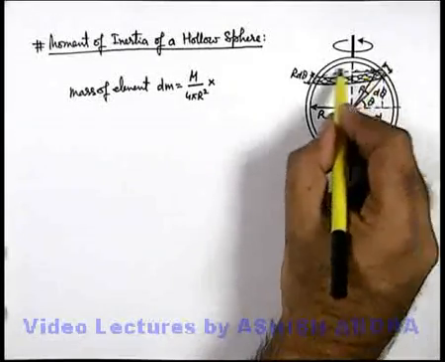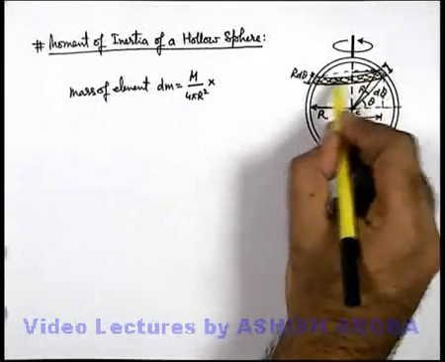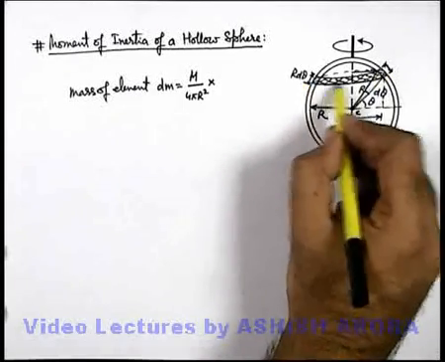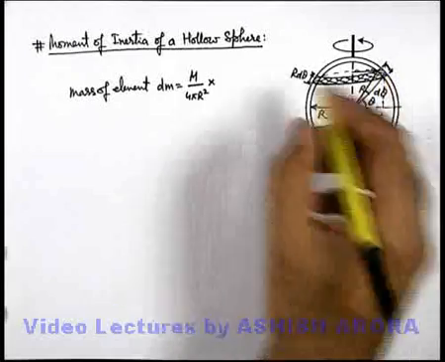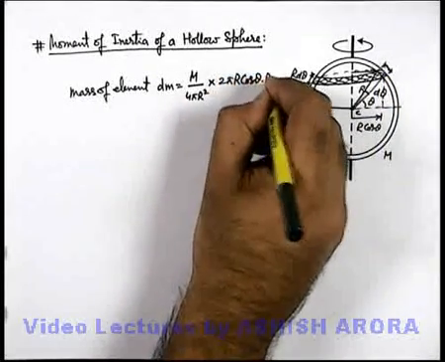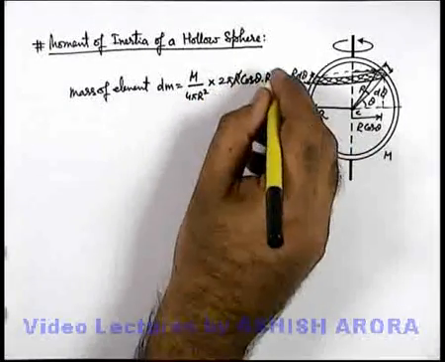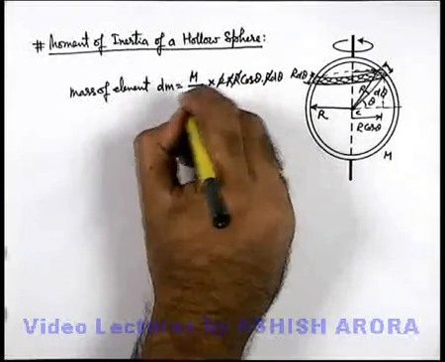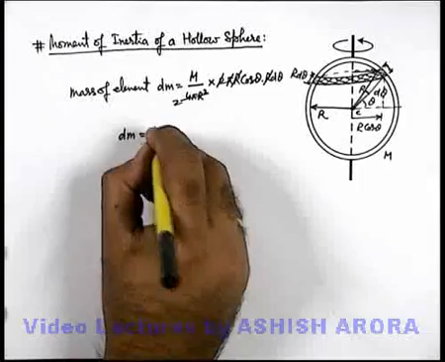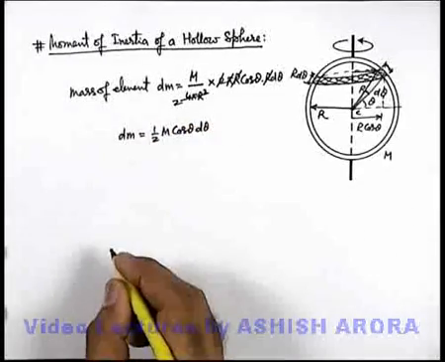So the length of this strip can be taken as 2 pi r cos theta, which is the circumference of the ring strip, and its width is r d theta. So the area occupied by the strip on the surface of the sphere we can write as 2 pi r cos theta times r d theta. In this situation, the r square, pi and 2 will get cancelled out, and we'll get the mass of this element as half m cos theta d theta.